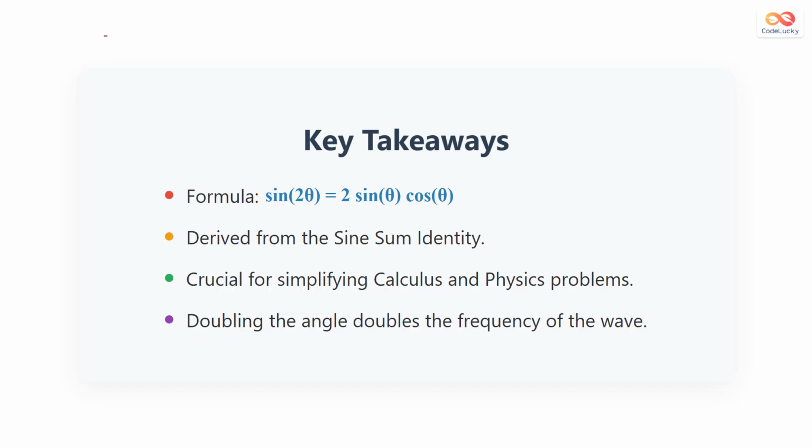To summarize, the formula is sine 2 theta equals 2 sine theta cosine theta. It comes from the sine addition rule. It is useful for changing the shape of expressions in calculus and physics, and remember, it doubles the frequency of the function.